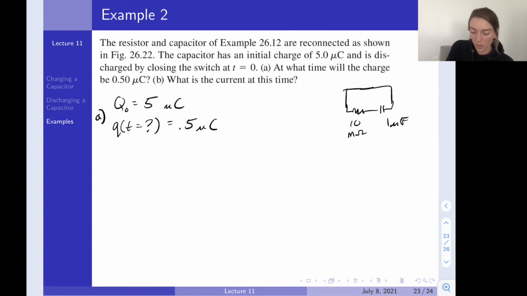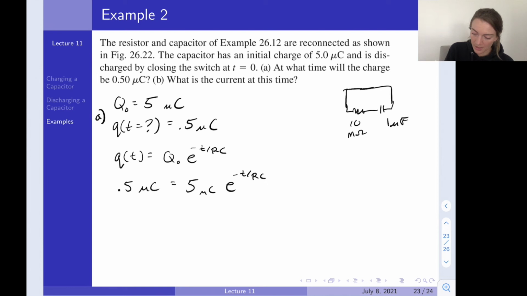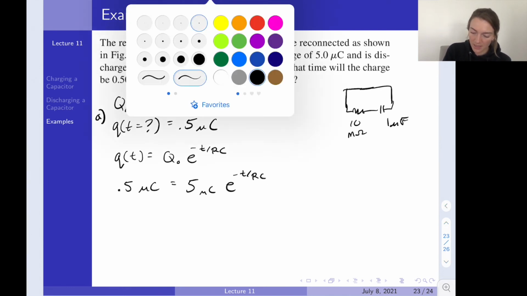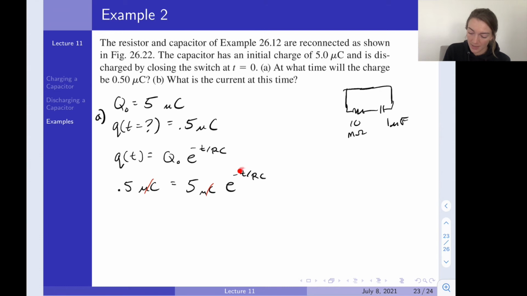Let's write our equation for the charge on a capacitor as it's discharging. We have Q of t is equal to Q initial, e to the negative t over RC. We're saying that at some time, the charge is equal to 0.5 microcoulombs. So we have 0.5 microcoulombs is equal to the initial charge, which is 5 microcoulombs, times e to the negative t over RC. The 10 to the negative 6s with the microcoulombs will cancel out, so we don't have to worry about them. Now we just have to find t, because we already found RC. We know that RC, the time constant, is equal to 10. So now we just have to solve for t.